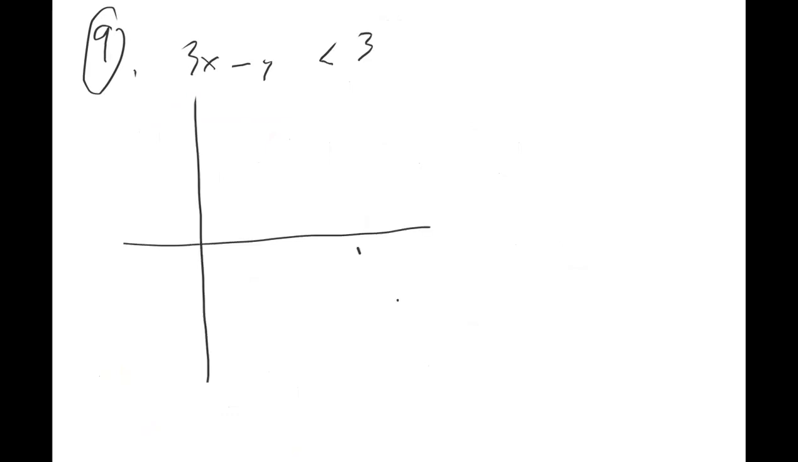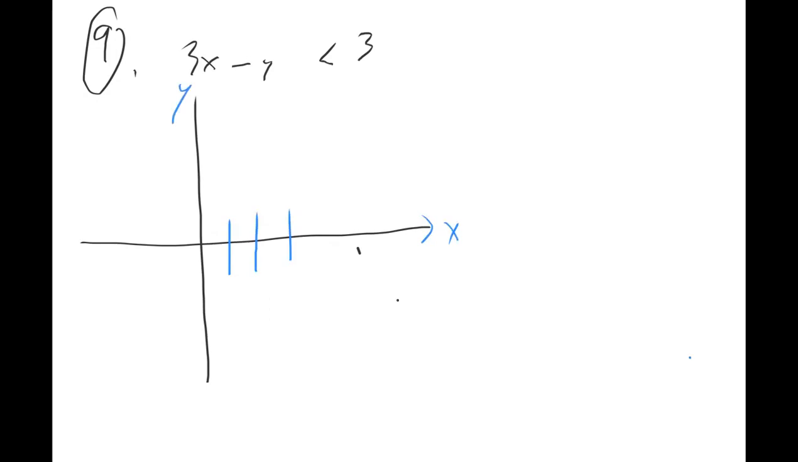So problem number 9 says 3x minus y is less than 3. First of all, let's find the x-intercept. So the x-intercept is 3 times what would give you 3, which of course would be 1. So the x-intercept is basically going to be 1.